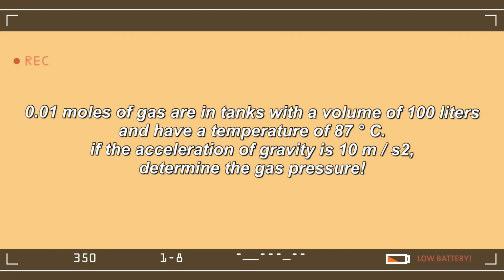0.01 moles of gas are in tanks with a volume of 100 liters and have a temperature of 87 Celsius. If the acceleration of gravity is 10 meters per second squared, determine the gas pressure.